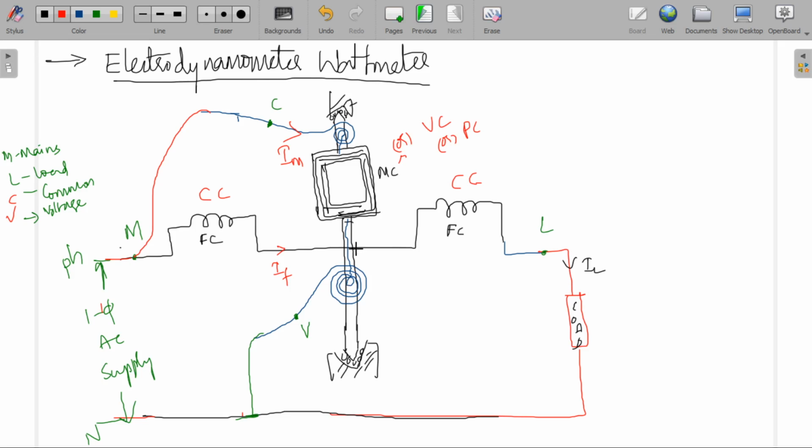Anyhow, we connect a high non-inductive resistance in series with this moving coil. That is not shown here. To limit the current to a small value, a high non-inductive resistance is connected in series with this moving coil.